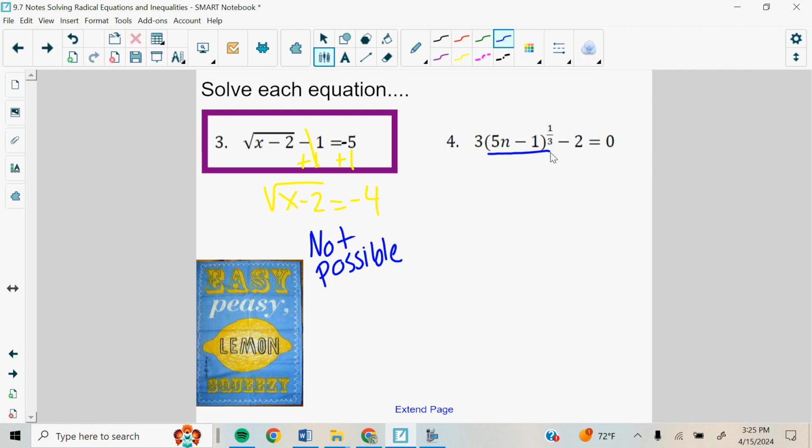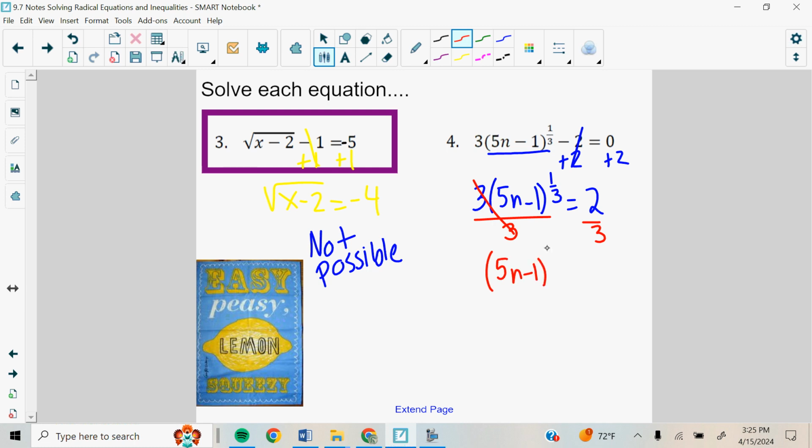So we're going to go ahead and add 2 to both sides. So we have 3 times (5n minus 1) to the 1/3 equals 2. Now we're going to go ahead and divide both sides by 3. So we have (5n minus 1) to the 1/3 equals 2/3. And I put that in parentheses because we need to get rid of that 1/3.